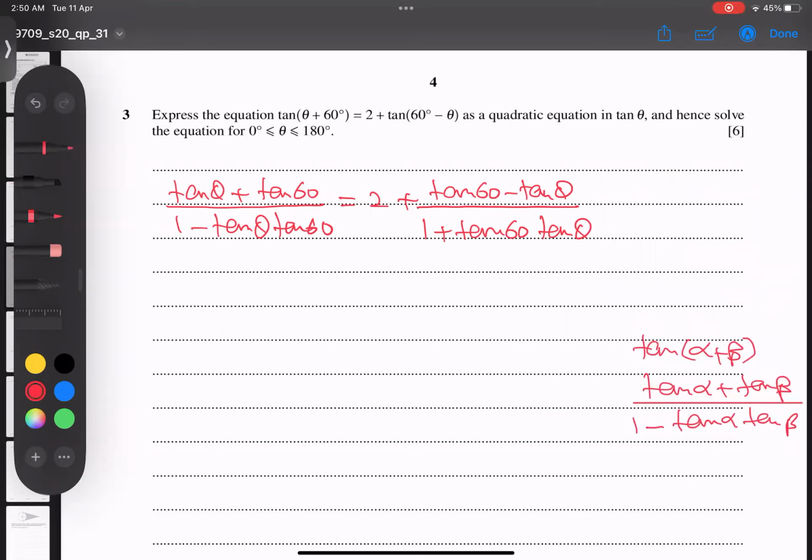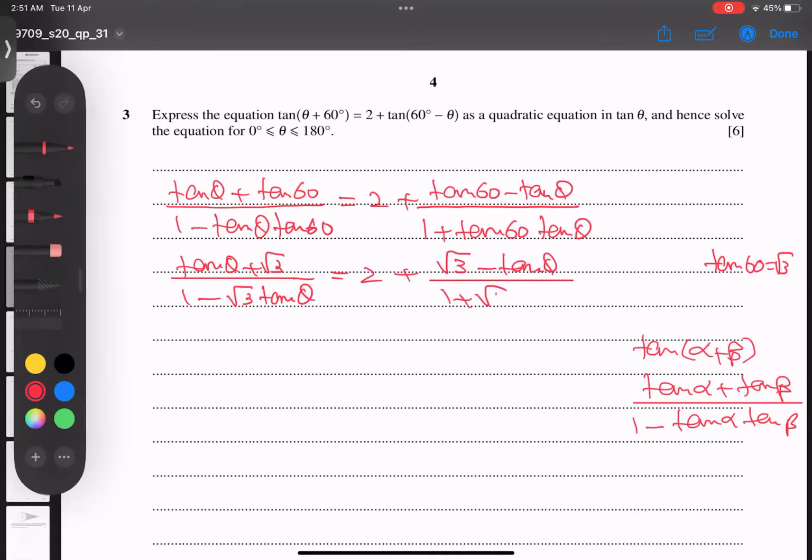Okay. Now, students, what to do onwards? Because we know that tan 60 is √3, that is why I'm replacing. Let's see how to replace the values. So here I got tan theta plus √3, I'm just replacing the values. So √3 times 2 tan theta, and negative, so it is 2, and is again (√3 minus tan theta) over (1 plus √3 tan theta). So this is clear.